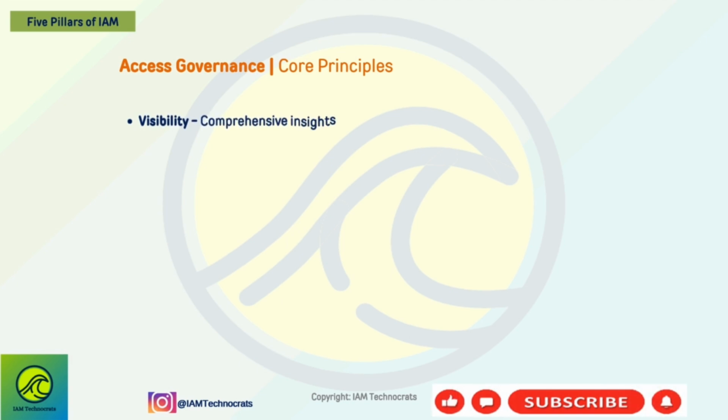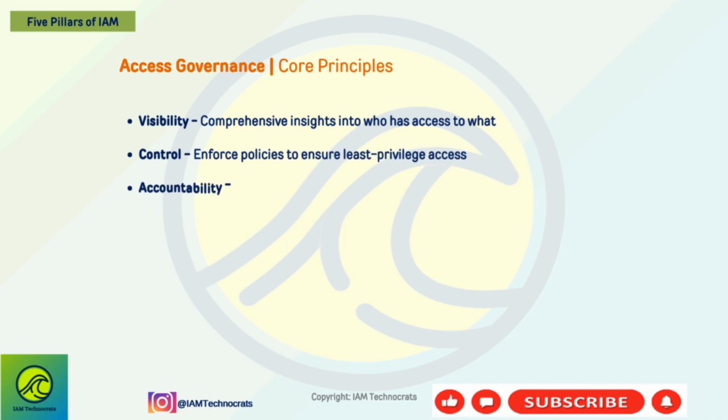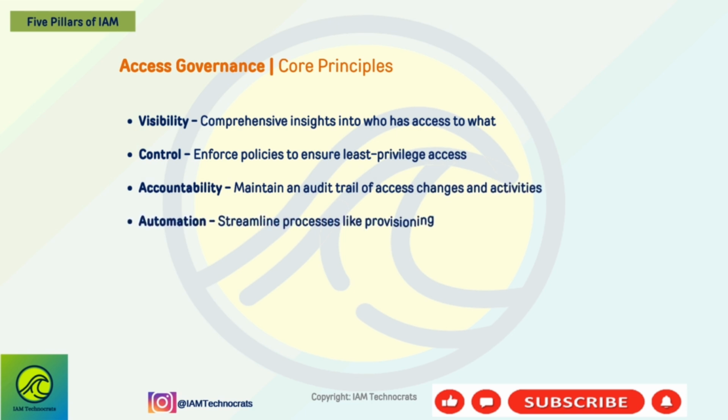Let's see the core principles of access governance, and they are visibility, control, accountability, and automation. Visibility: comprehensive insights into who has access to what. Control: enforce policies to ensure least privilege access. Accountability: maintain an audit trail of access changes and activities. Automation: streamline processes like provisioning and deprovisioning.